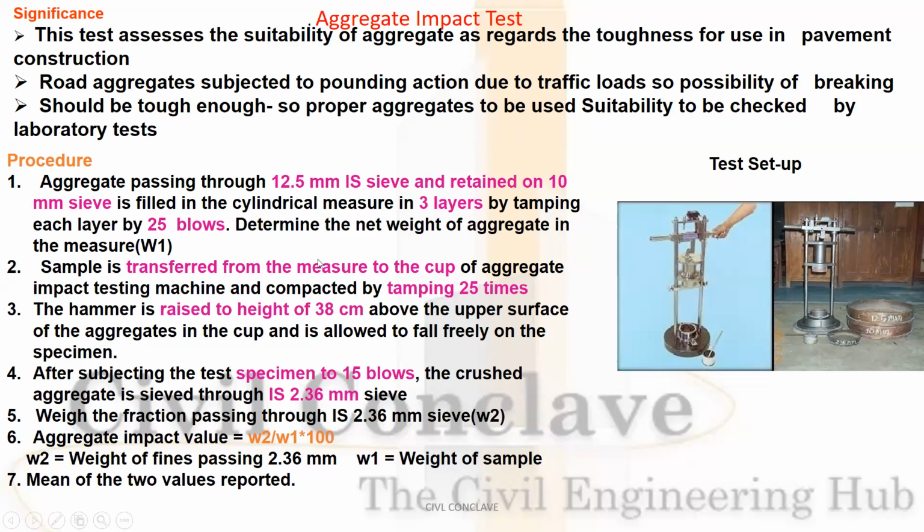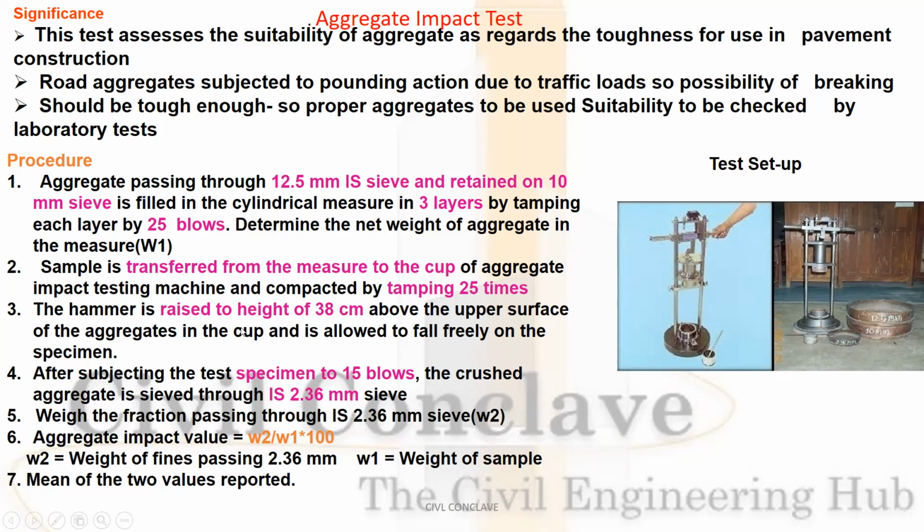The procedure we are going to adopt: aggregate passing through 12.5 mm and retained on 10 mm should be filled in the cylindrical measure in 3 layers, as we do for a cube test. Determine the weight of the aggregate in the measure, known as W1. The sample is transferred to the cup of the aggregate impact testing machine and compacted 25 times.